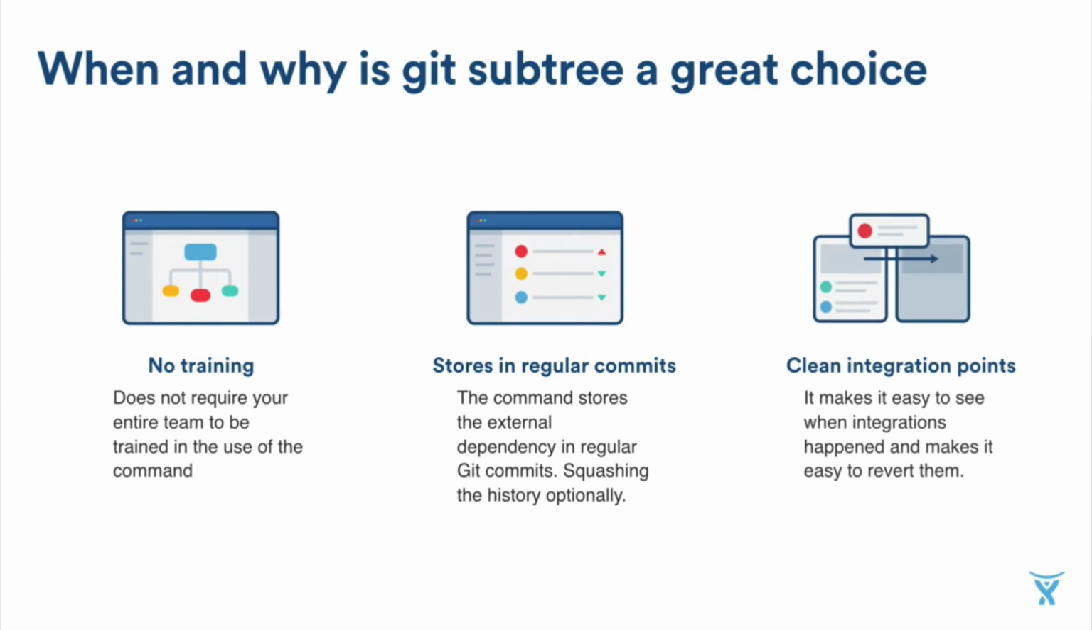And also because integration points where you pull dependencies are just regular commits, it makes it easy to see when things have changed, when a library has been updated, when the dependencies have been updated. So those are three reasons why Git subtree could be interesting to use in your projects. Let me show you how it works. It's not too complicated, just some command line flags you have to learn, as you always do with Git.